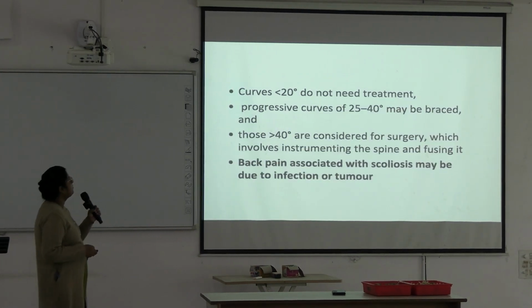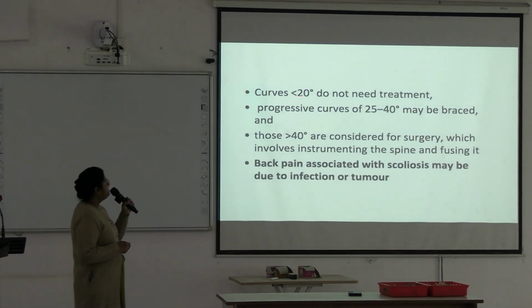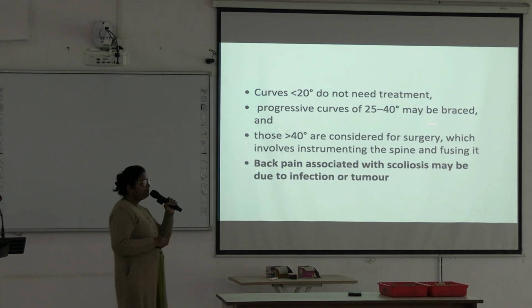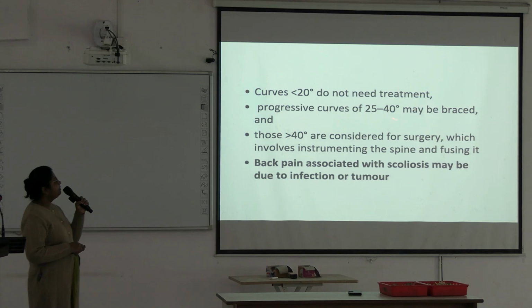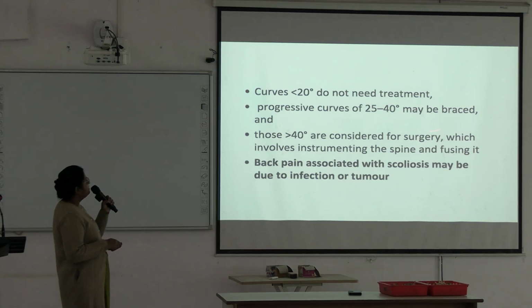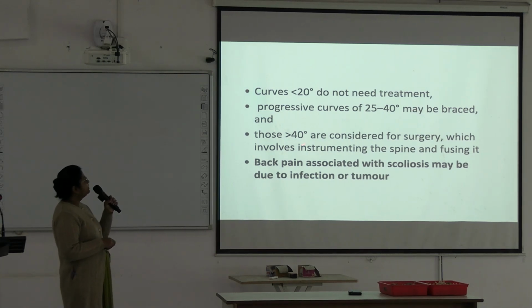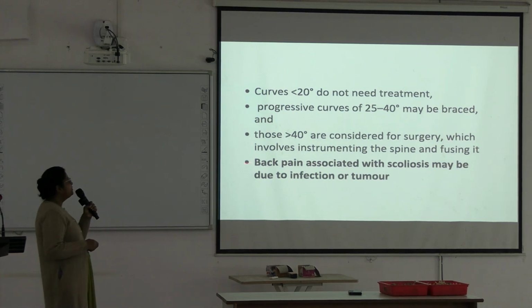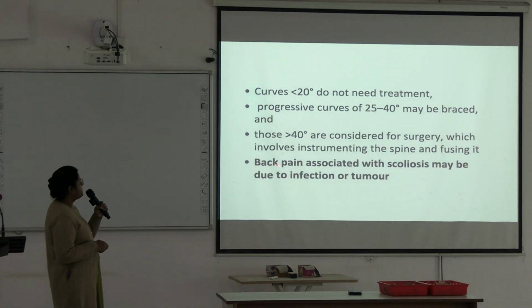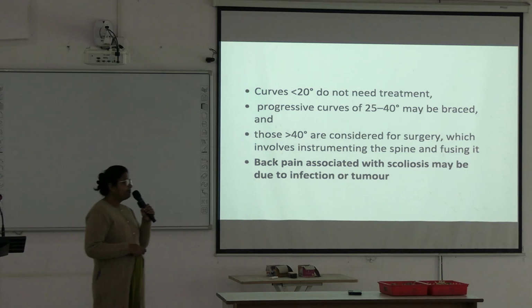Next, curves less than 20 degrees do not need treatment. Progressive curves of 25 to 40 degrees may be treated, may be braced, and those more than 40 degrees are considered for surgery, which involves instrumenting the spine and fusing it in some parts. Back pain associated with scoliosis may be due to infection or tumor.